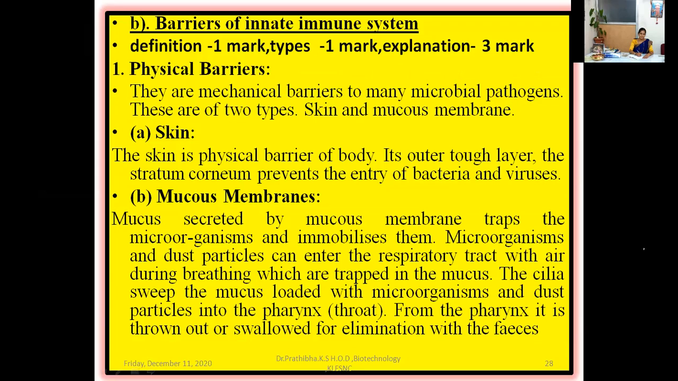Okay, the second one, mucous membranes. Mucus secreted by the mucous membrane traps the microorganisms and immobilizes them. Immobilizes means their movement will be stopped; they will be made static. Microorganisms and dust particles can enter the respiratory tract with air during breathing, and are trapped in the mucus, right? The cilia sweep the mucus laden with microorganisms and dust particles into the pharynx, that is the throat. From the pharynx, it is thrown out or swallowed for elimination with the feces.